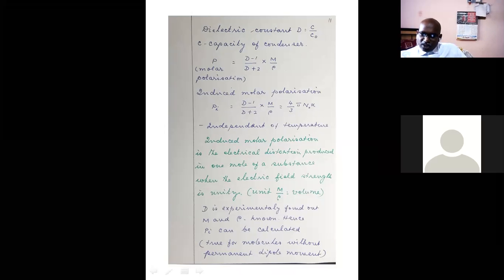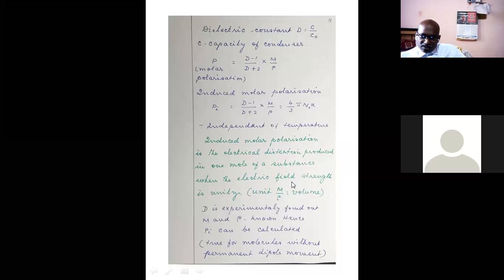Is that right? So, induced molar polarization can be given the following definition. Induced molar polarization is the electrical distortion produced in 1 mole of a substance when the electric field strength is unity, say 1 volt. Field strength is nothing but the potential difference. When the electric field strength is unity, how much is the mole polarized?